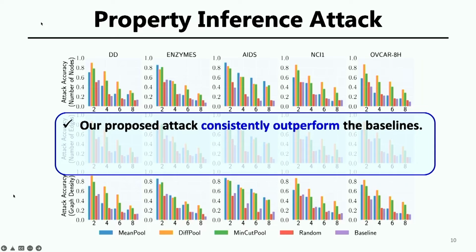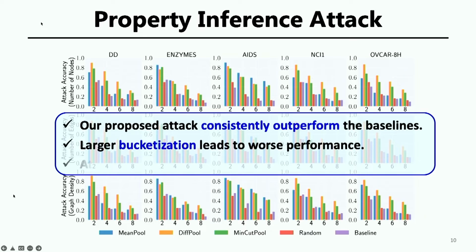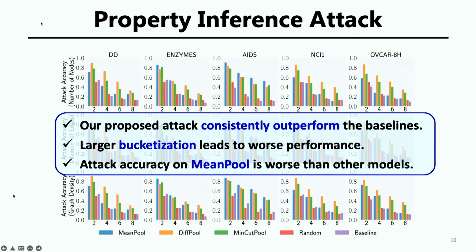Here is the first conclusion. And second, we observe that larger bucketization can lead to worse performance. This is expected because larger bucketization requires higher granularity of the graph structure information and is more difficult for the classifier to distinguish. In addition, we found that the attack performance on mean pool is worse than the other 2. This is because mean pool directly averages all the nodes from the embedding into a whole graph embedding, which might lose some graph structure information.